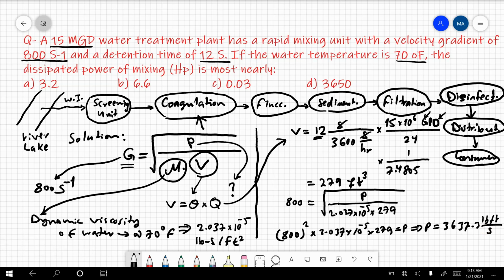So let's pay attention to the units. Do not go ahead and pick answer D because it's close to this answer. The question requires the power of mixing in horsepower. So we go ahead and divide this by 550 to get our P as 6.6 horsepower. And this is answer B.